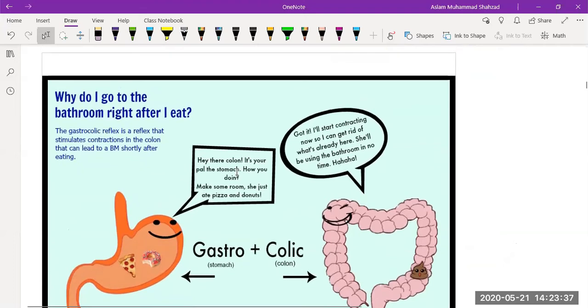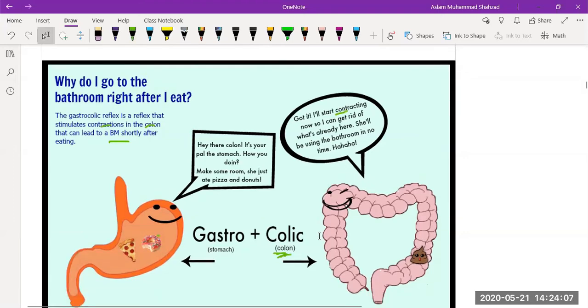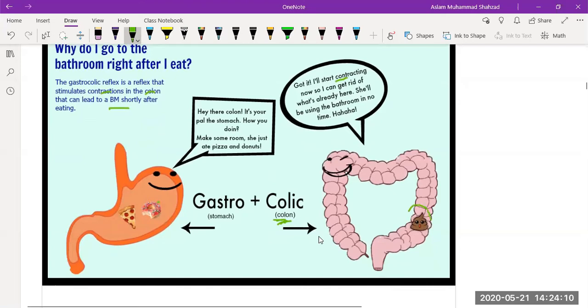So the question is why I need to go to the washroom right after eating. This is explained by the concept known as the gastrocolic reflex, a reflex that stimulates the contraction of the colon and leads to the need to go to the washroom. When you eat and food enters the stomach, it initiates contraction in the colon, and the colon starts contracting and gets rid of food that was already there, maybe eaten an hour before, and then it goes out. So it is known as the gastrocolic reflex.